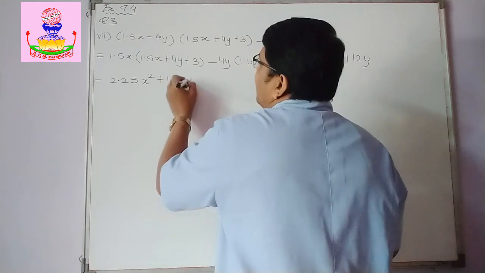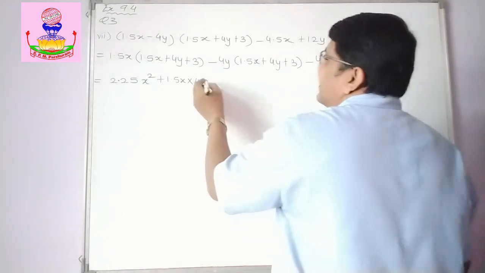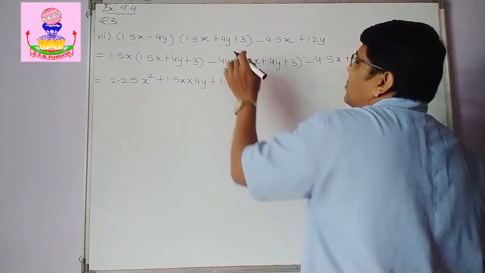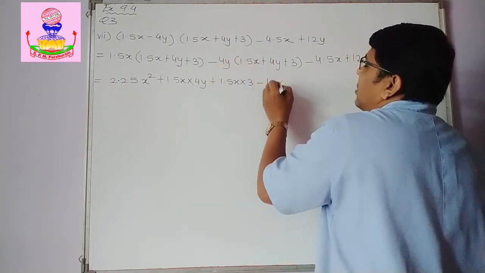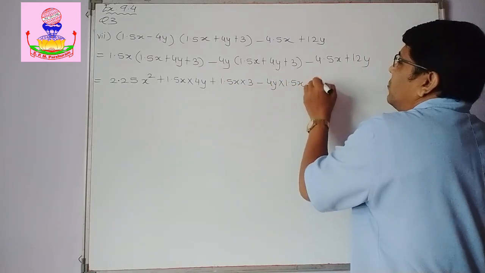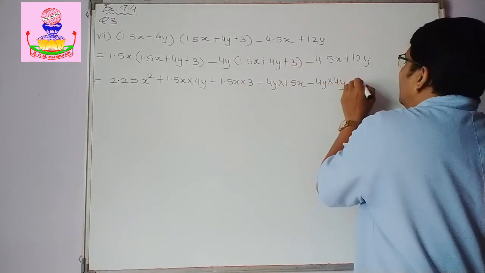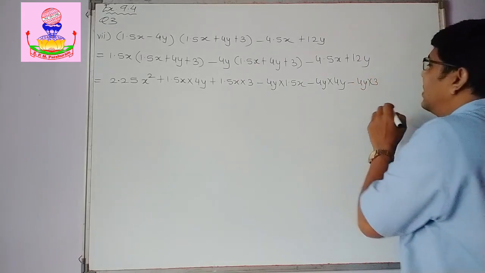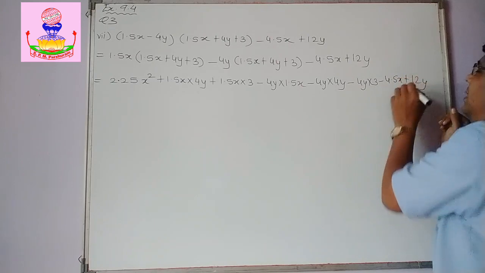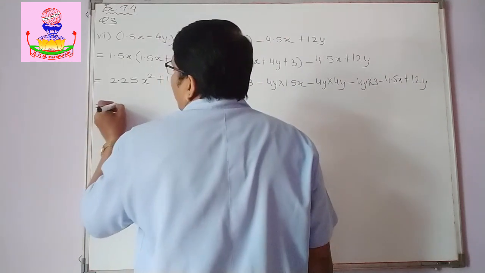Okay. Now plus 1.5x into 4y. Plus 1.5x into 3. Minus into plus, minus 4y into 1.5x. Minus into plus, minus 4y into 4y. Minus into plus, minus 4y into 3. Okay. And minus 4.5x plus 12y as it is.